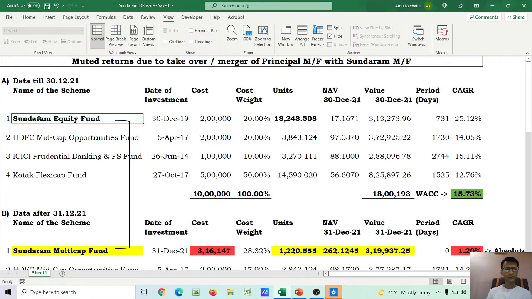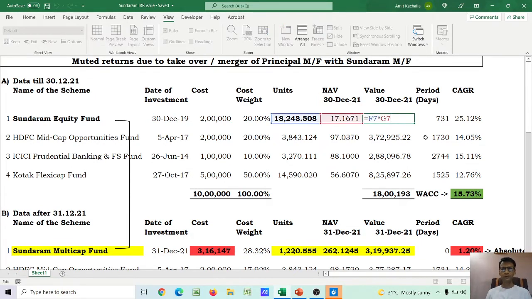So there is this scheme called Sundaram Equity, and there are many other schemes, but I'm showing this example through this scheme only. I had purchased in this scheme on 30th December 2019. 2 lakh is the cost. In the total portfolio, 2 lakh means the cost weightage is 20%. These were the units I had got, based on the NAV on the date of investment. This is the 30th December 2021 NAV, just one day before the merger effect.